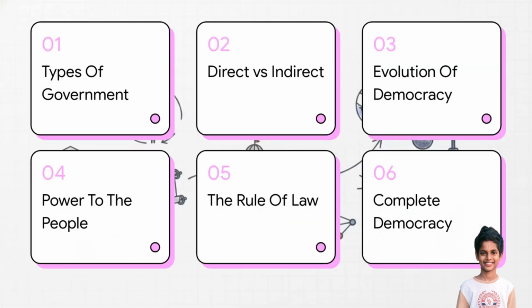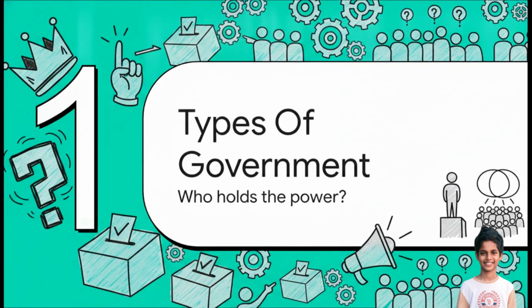Let's get to work. All right, here is your game plan, basically your master exam syllabus for today. First, types of government explained. Second, direct versus indirect democracy. Third, the evolution of democracy. Fourth, power to the people. Fifth, the rule of law. And finally, number 6, a complete democratic society. Venkat, I promise you, if you can master these 6 points, you'll be totally bulletproof for whatever test questions come your way. So, starting off with Section 1, Types of Government Explained.